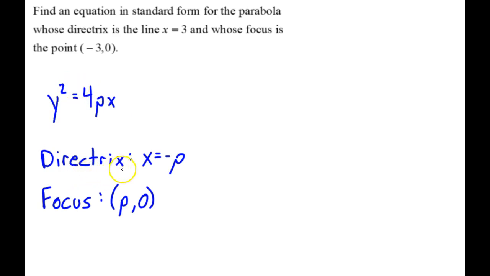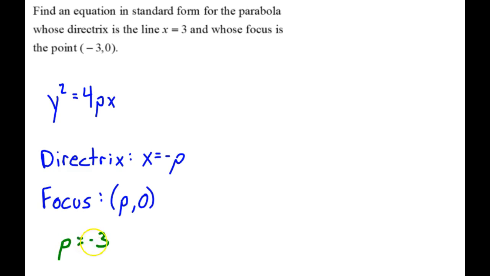Our general equation for the directrix is x equals negative p, and our ordered pair for the focus is p comma 0. So we're given this information, knowing the directrix, this would be the same as x equals the opposite of negative 3. So from that, we know our value of p is going to be negative 3.